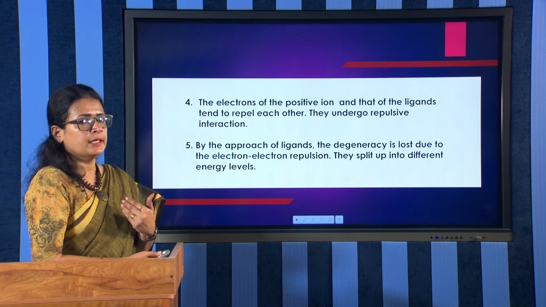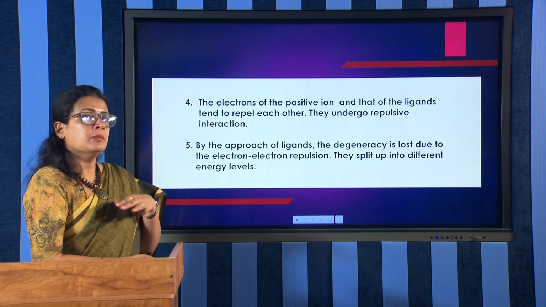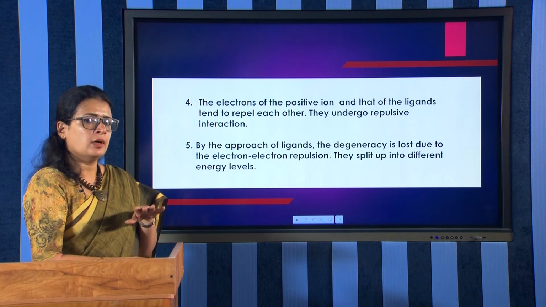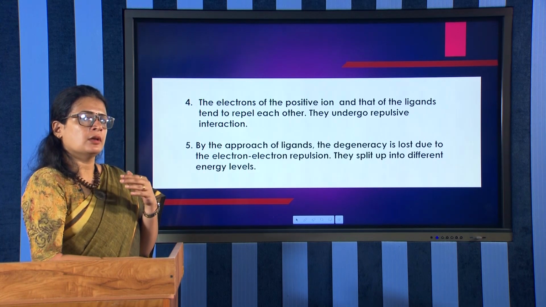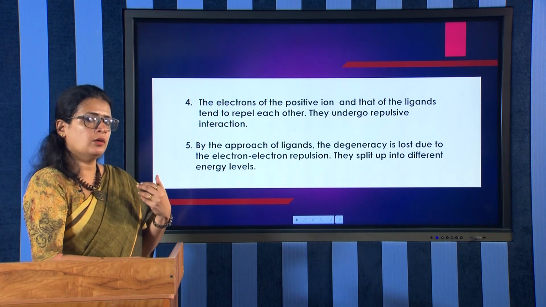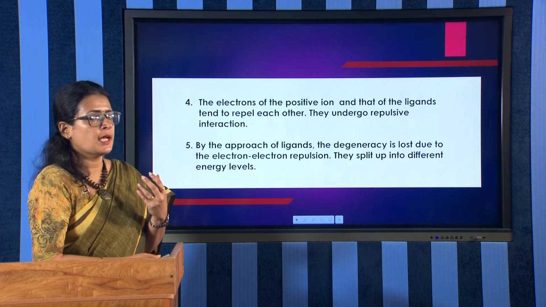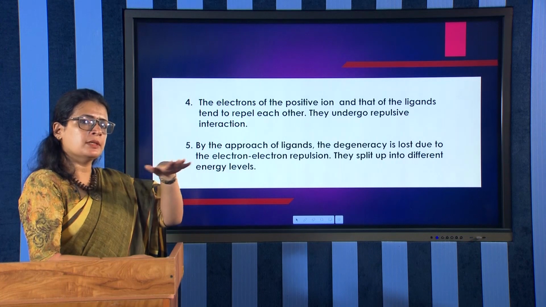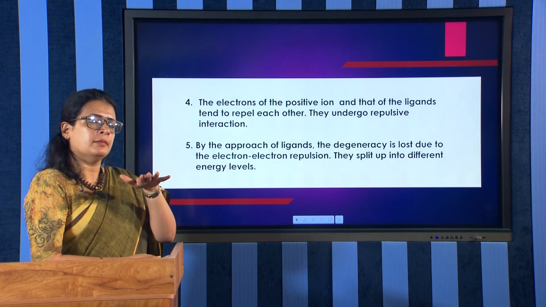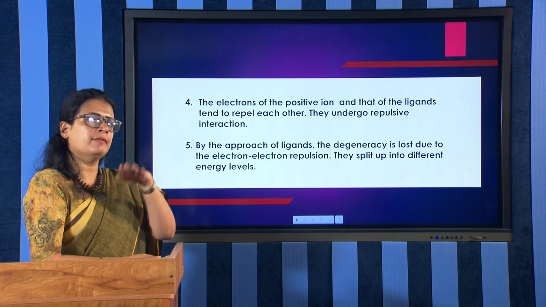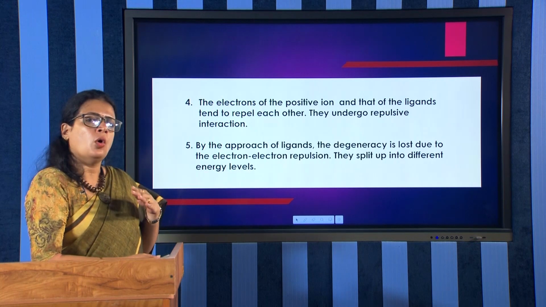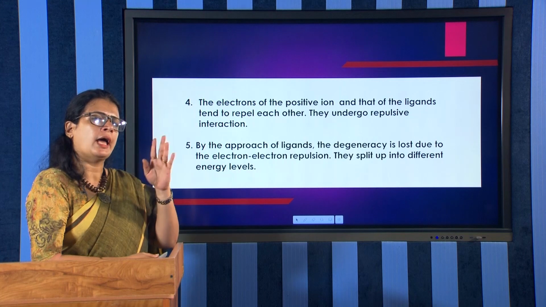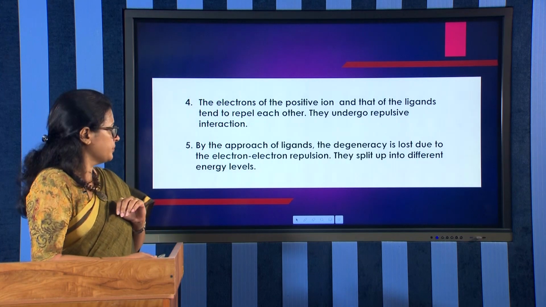So, in the crystal field theory, it is all about the removal of degeneracy of the d orbitals. Why is the degeneracy of the d orbitals removed? Because of the electron-electron repulsion. How does it happen? The metal ion has electrons and ligands also have electrons. When ligands approach the metal orbitals, the d orbitals which were degenerate in the metal ion or metal atom will lose that degeneracy, and they will split up into different energy levels, into 2 types.